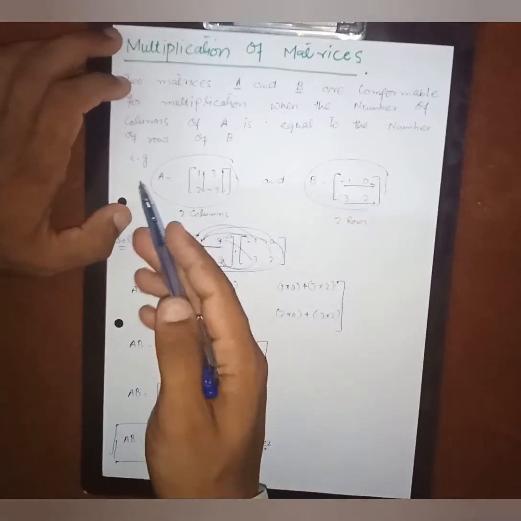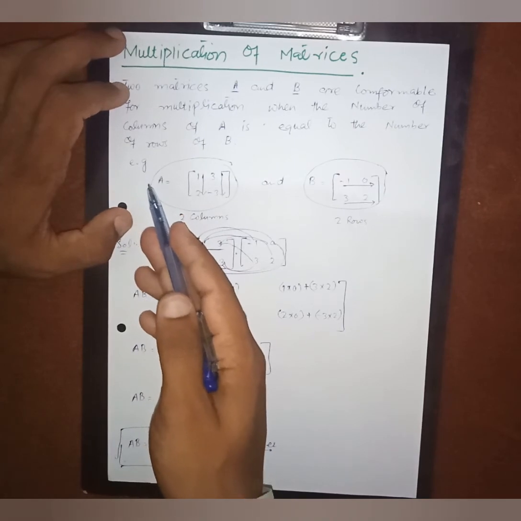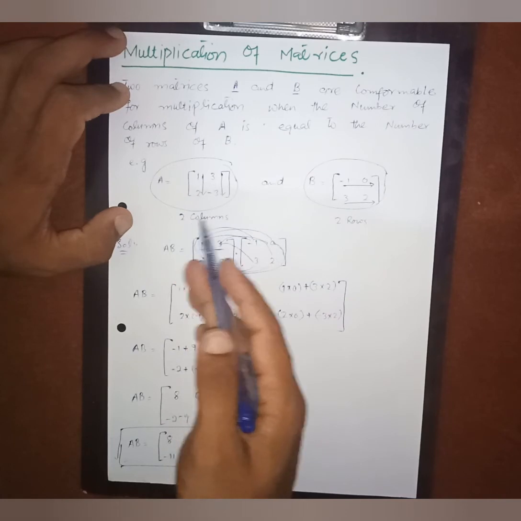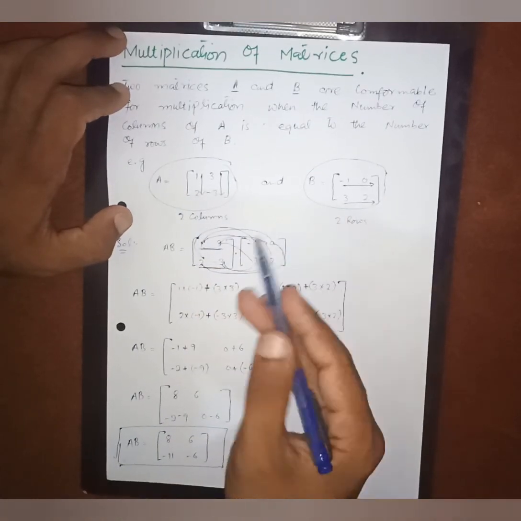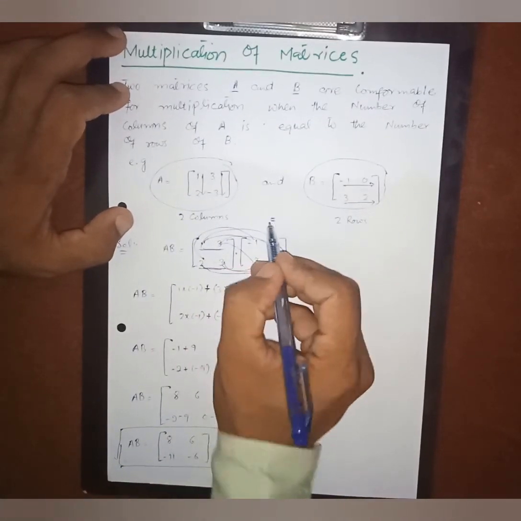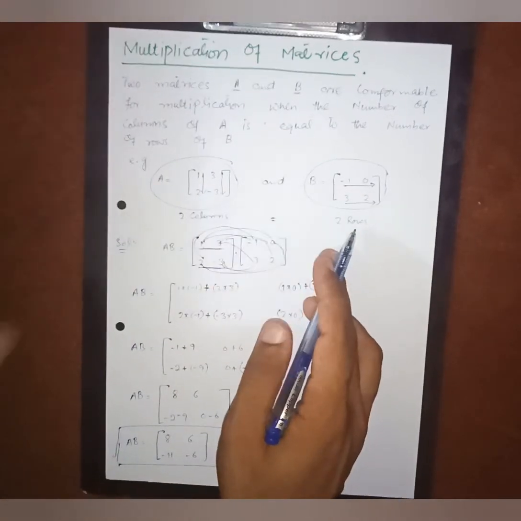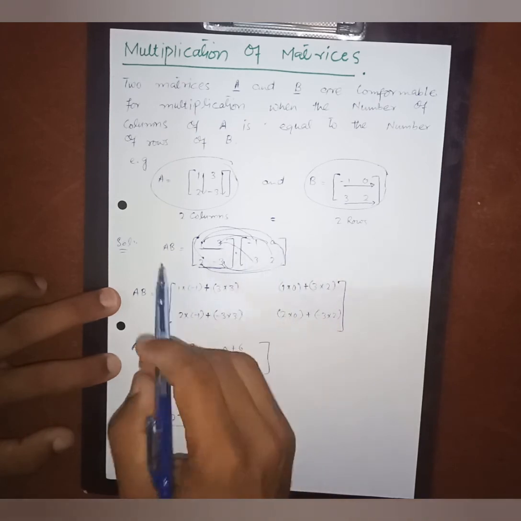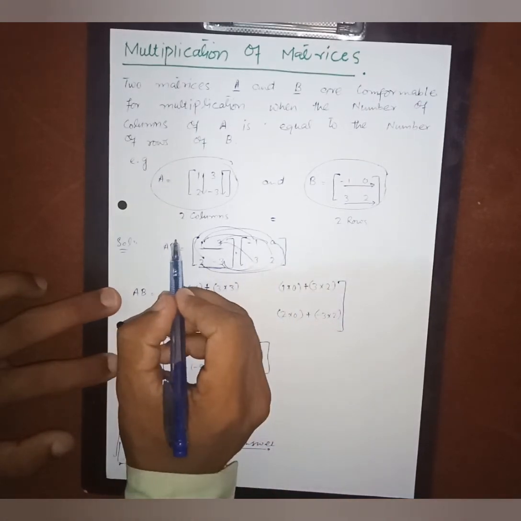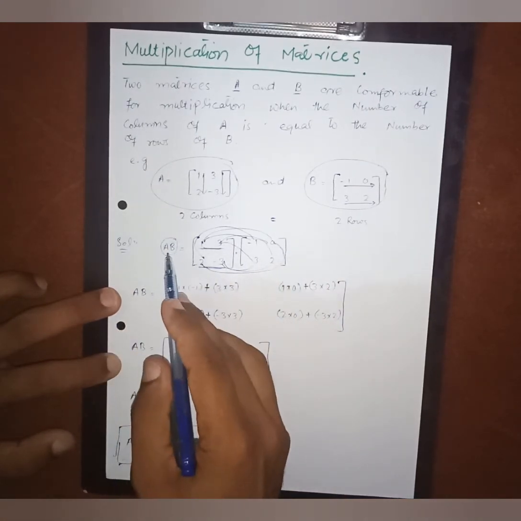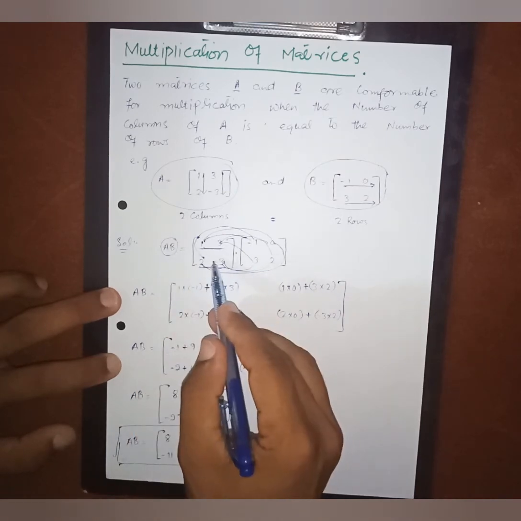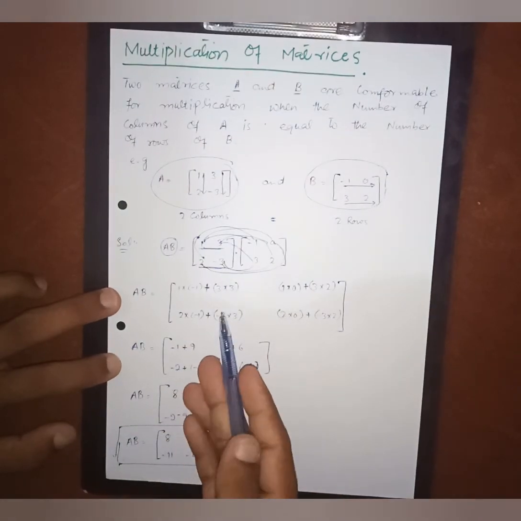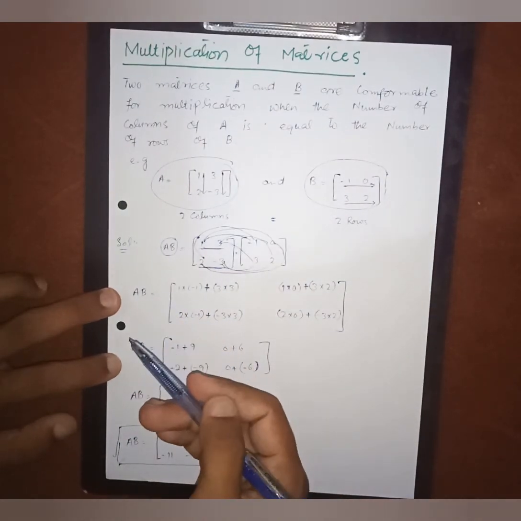We have just taken an example. We have matrices A and B. Matrix A contains 2 columns and matrix B contains 2 rows. So it satisfies that the number of columns of A is equal to the number of rows of B, and we can easily multiply these two matrices. When we multiply two matrices, the product sign AB becomes AB. This one is the first matrix and this one is the second matrix. So that's the procedure for how we can multiply these two matrices.